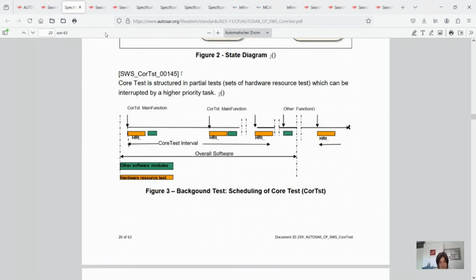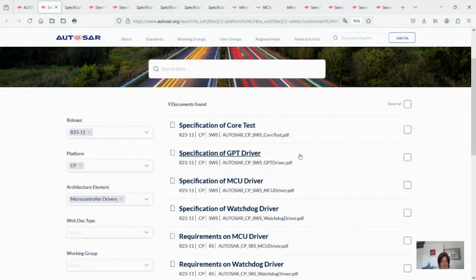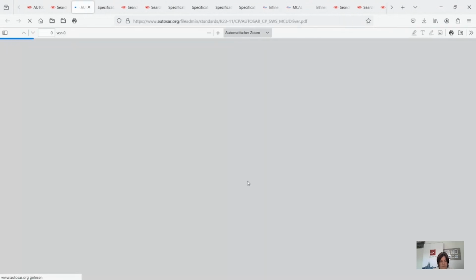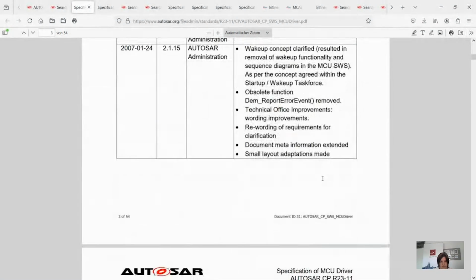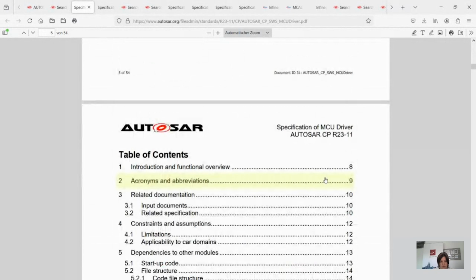So testing the microcontroller with this microcontroller core test is part of the microcontroller drivers. Then we have a next one. I would not go alphabetically. I would now go to the MCU driver, meaning the microcontroller unit driver. It has the same structure.